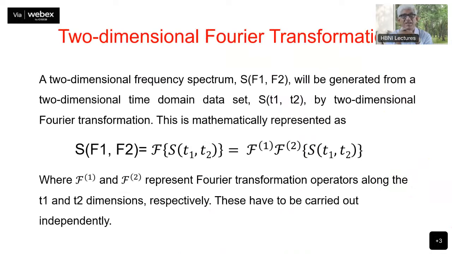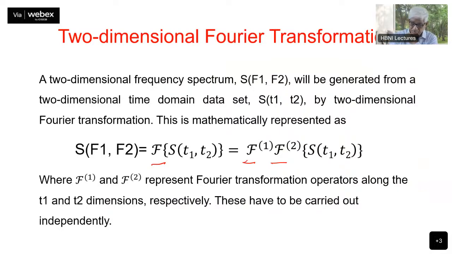This is a mathematical representation of that. A two-dimensional frequency spectrum will be generated from a two-dimensional time domain data set, S(T1, T2), by two-dimensional Fourier transformation. Mathematically, this is represented as S(F1, F2). This F is a Fourier transformation operator. This operates on the time domain signal S(T1, T2). This can be broken up into two operators. One is the Fourier transformation along the T2 domain, and the other one is the Fourier transformation along the T1 domain.